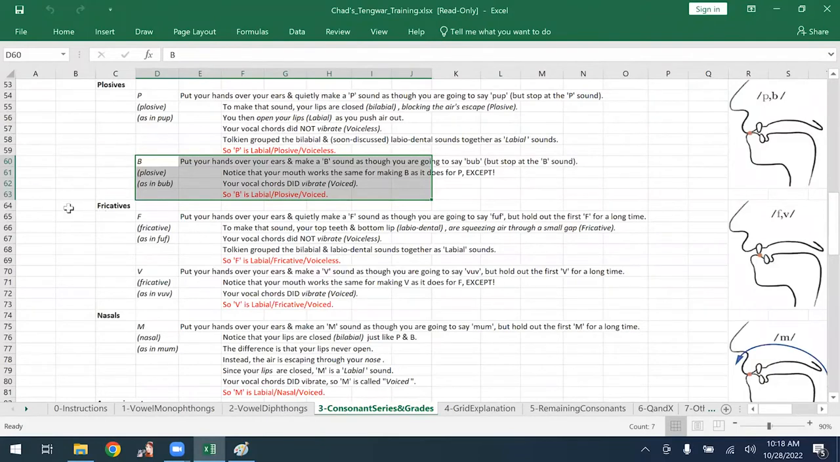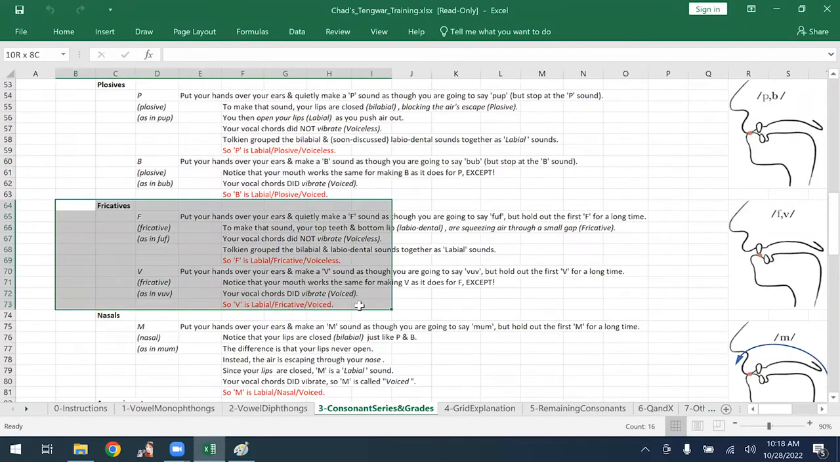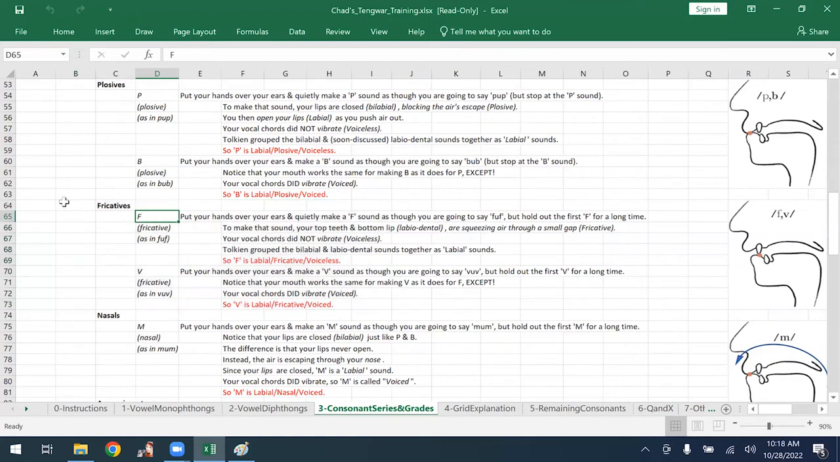Now we're going to move on to rows 3 and 4, fricatives, which are where air escapes rather than explodes. The fricative for the labial voiceless is F. It's labial, even though it's kind of dental labial, because your top teeth are on your bottom lip. Then you push air through your teeth and air escapes, making the F noise like this.